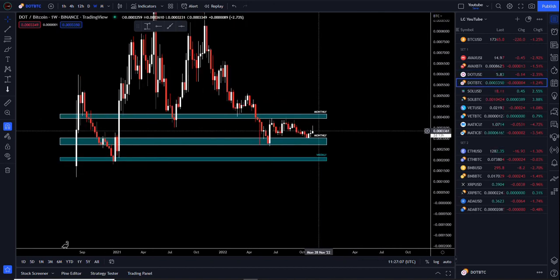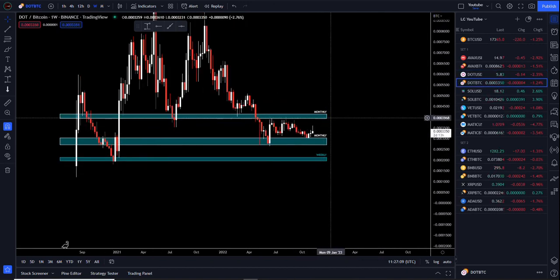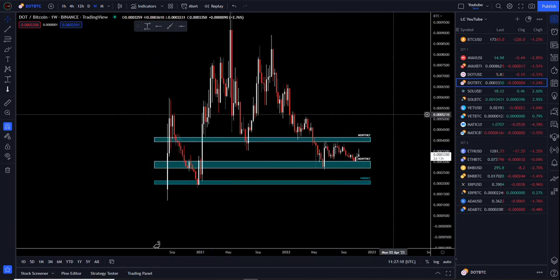BTC, not really much to look at. If this does continue to climb, be sure to look at booking in some profits up here around the 3,900 to 4,100 sats range if it was to get up there.